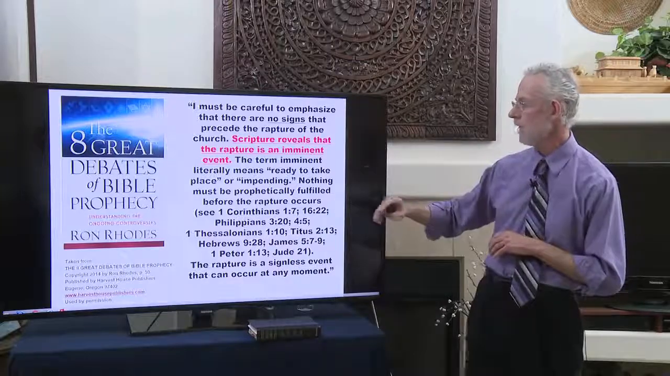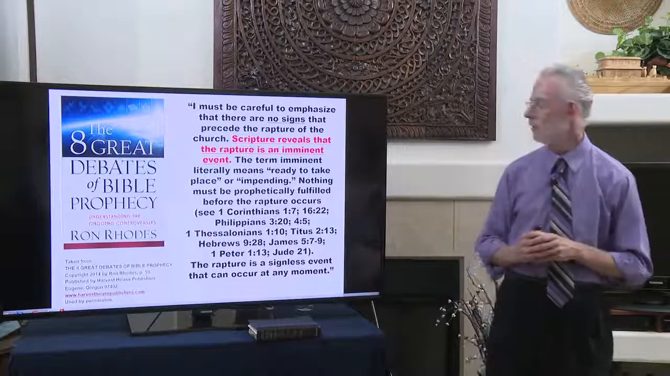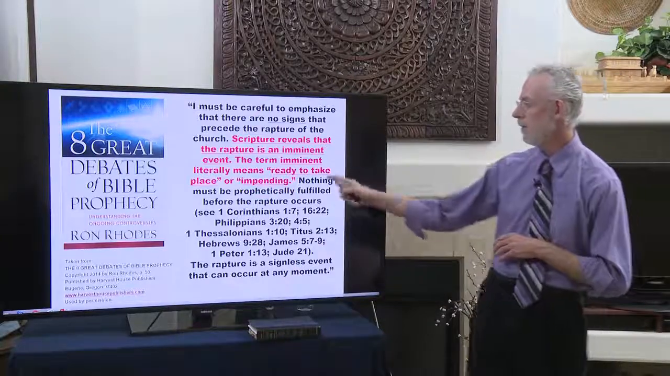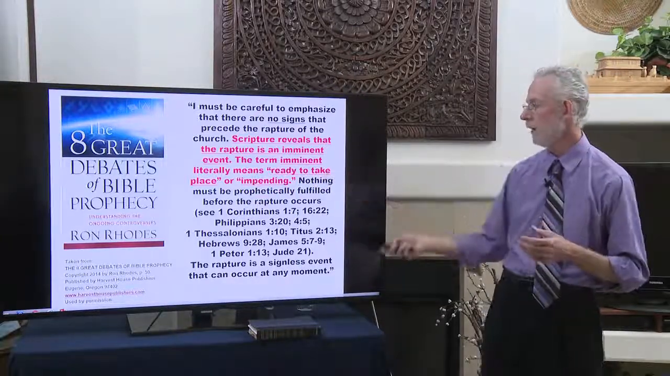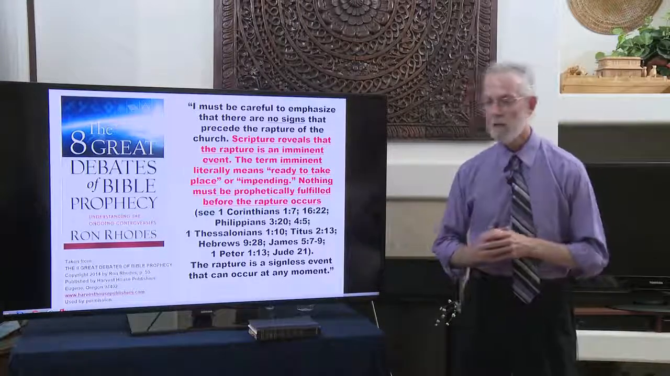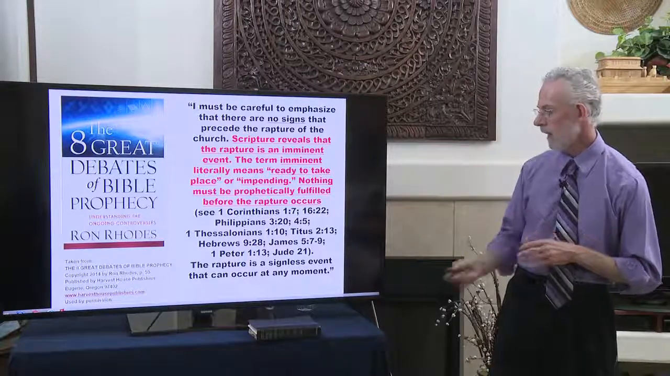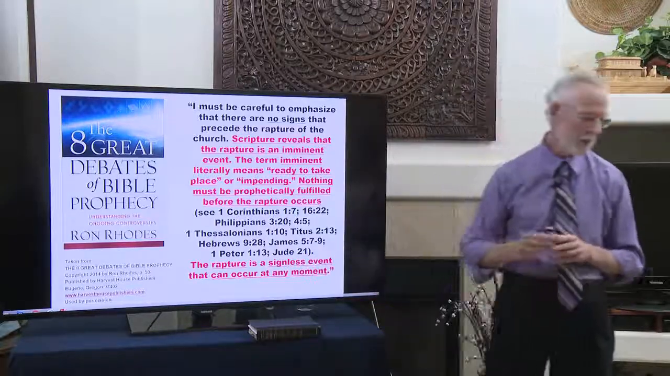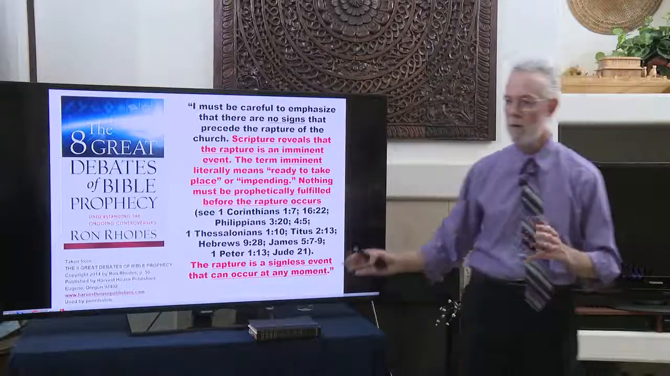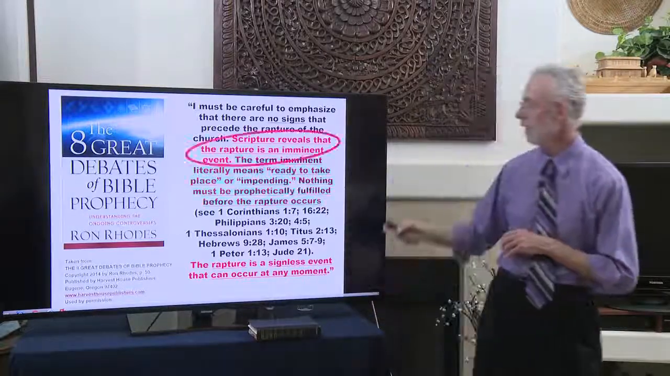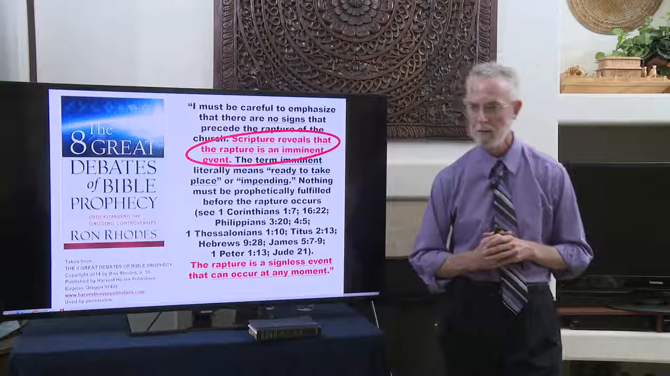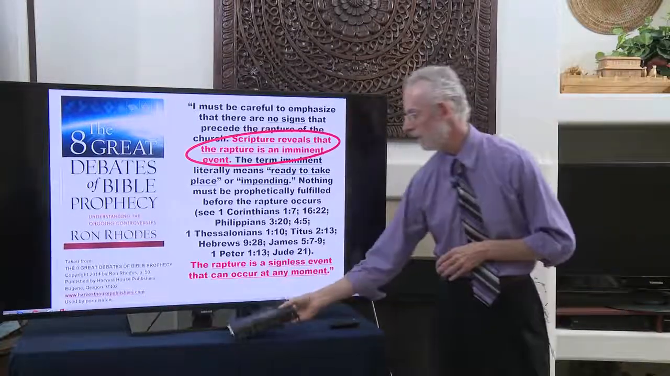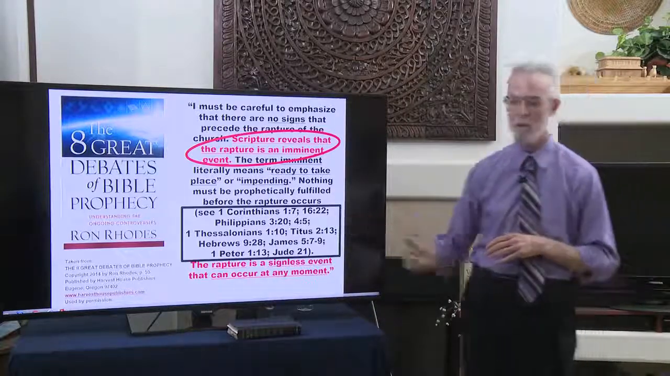He says, "I must be careful to emphasize there are no signs that precede the rapture of the church. Scripture reveals that the rapture is an imminent event. The term imminent means it's ready to take place or impending. Nothing must be prophetically fulfilled before the rapture occurs. The rapture is a signless event that can occur at any moment." This is what they believe. They believe that the rapture could happen at any moment, okay? Now, again, I want you to notice he said Scripture reveals this. He said if you open up your Bible, Scripture reveals this. Okay, and what he does here is he gives us 10 passages of Scripture to look at.